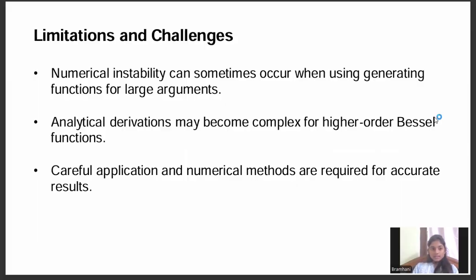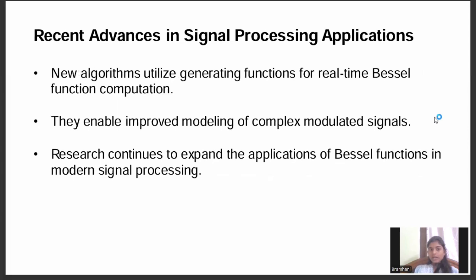Limitations and challenges. Numerical instability can sometimes occur with generating functions at large arguments. Analytical derivations may become complex for higher order Bessel functions. Careful application and numerical methods are required for accurate results.